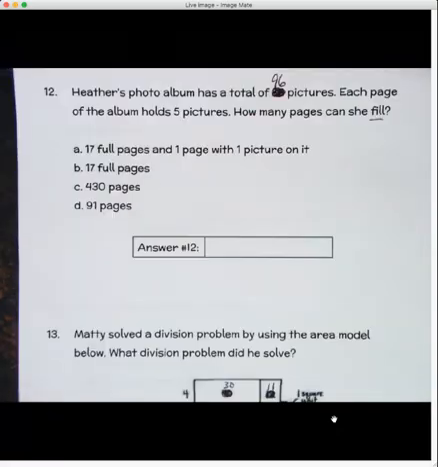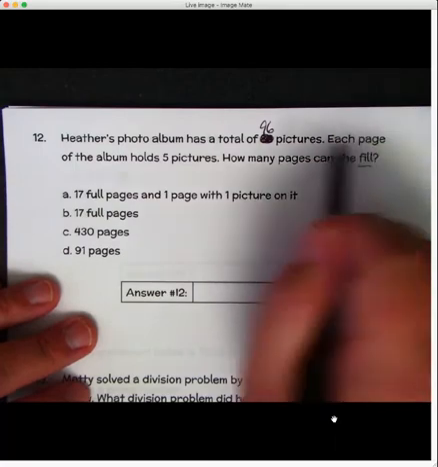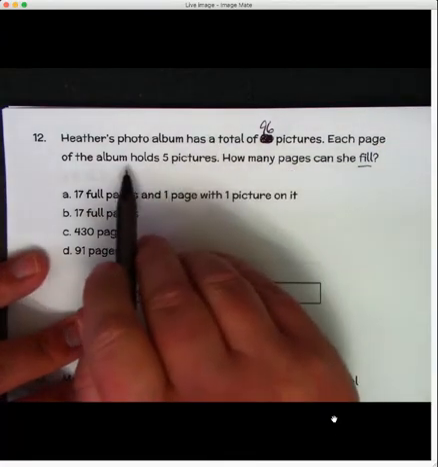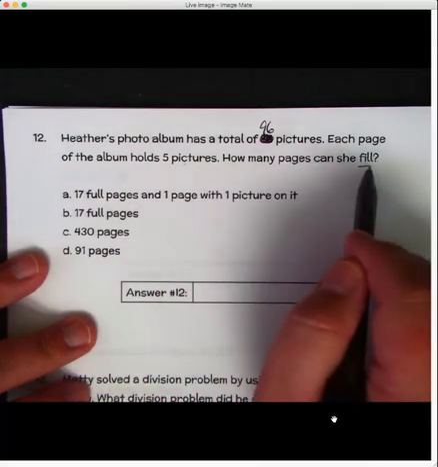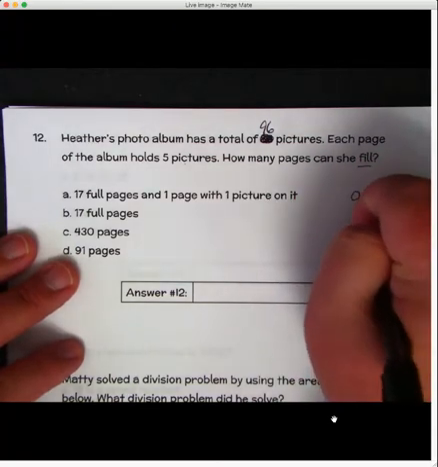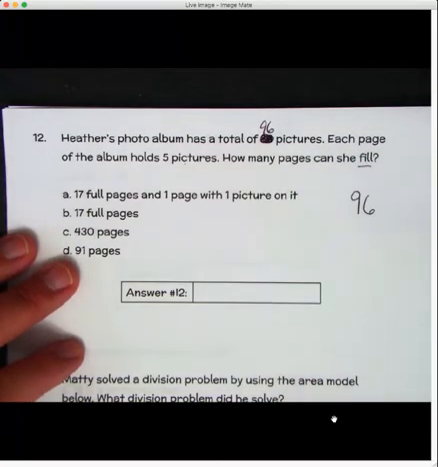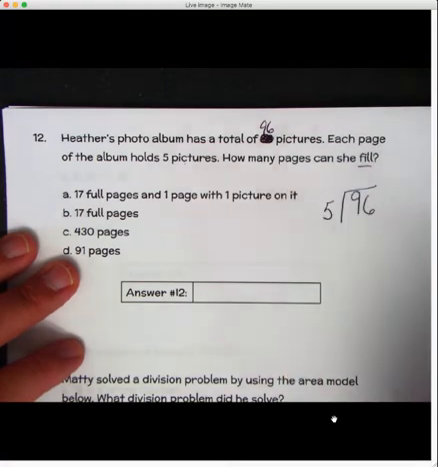Number 12. Heather's photo album has a total of 96 pictures. Each page of the album holds 5 pictures. How many pages can she fill? Okay, so 96 pictures, and she wants to put 5 pictures on every page. That's how many every page will hold. So we'll divide the 96 pictures she has by 5 pictures per page to see how many pages it'll take.